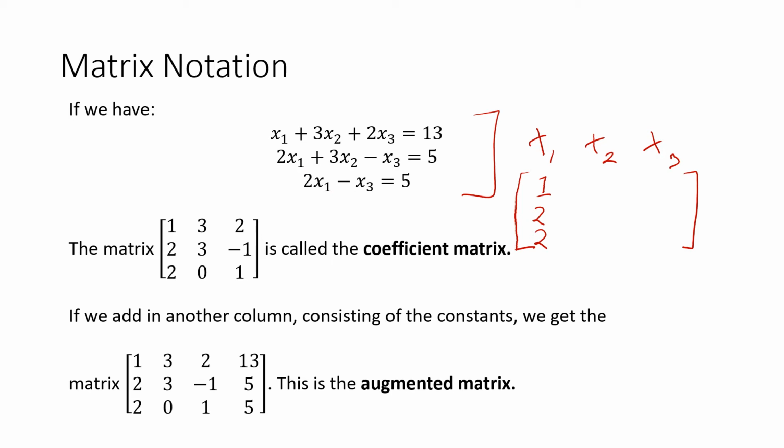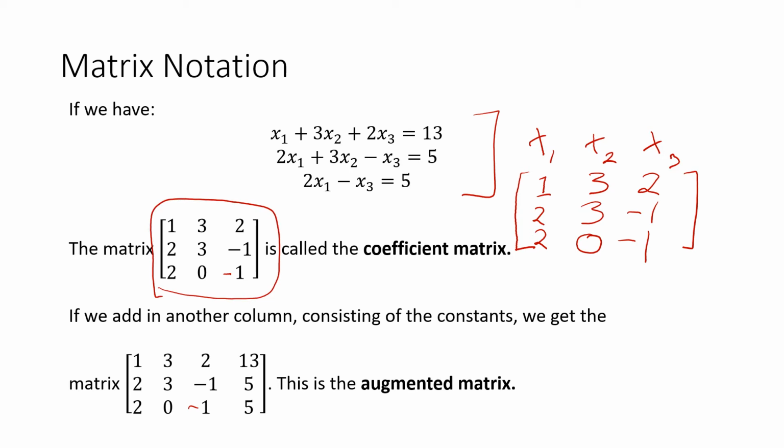Repeat it for the x2s. So my x2 is my second column. I have 3x2s in my first equation. I have 3x2s in my second equation. My third equation has no x2s, so it's 0. Now what about my x3s? Working down again, my first equation has 2. My second equation has -1. My third equation has -1. I'm missing the negative on there. So this is called the coefficient matrix.